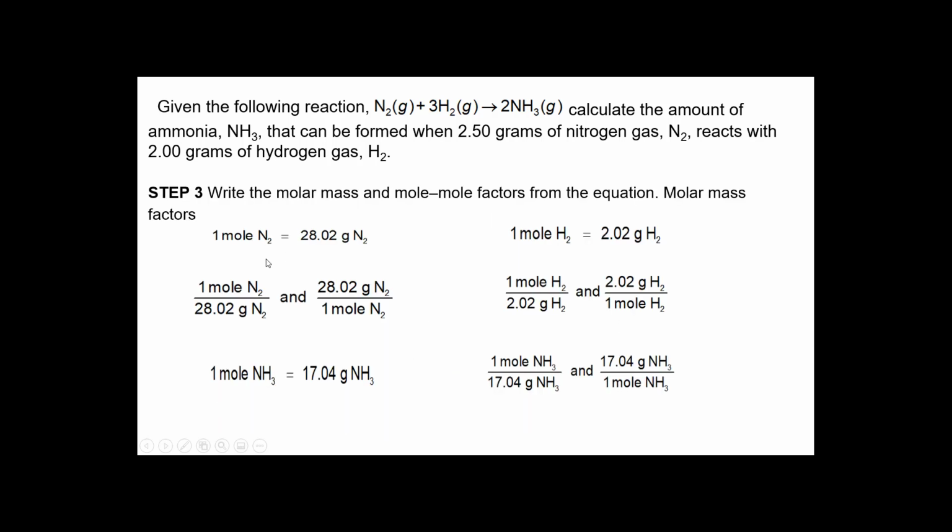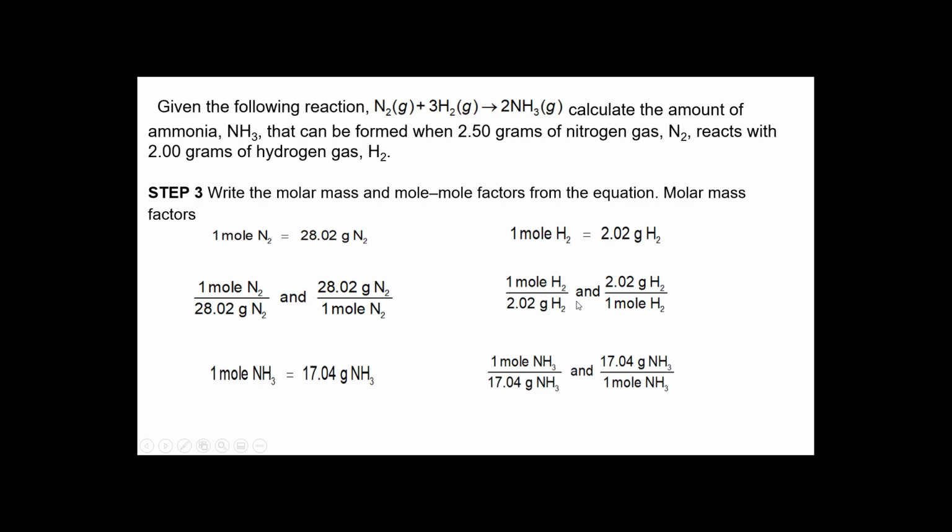So we have 1 mole of nitrogen is 28.02 grams per nitrogen, and we can do our conversion factors for that. We have 1 mole of H2. Remember, these are gases. These are diatomic molecules. They exist in nature as two atoms together. They do not exist with just one. So you have to account for that. So this number here is for 2 nitrogen atoms. This is for 2 hydrogen atoms.